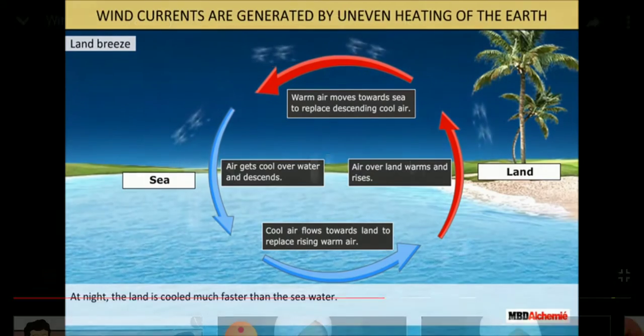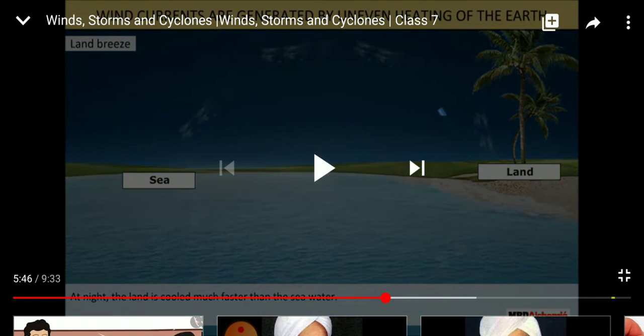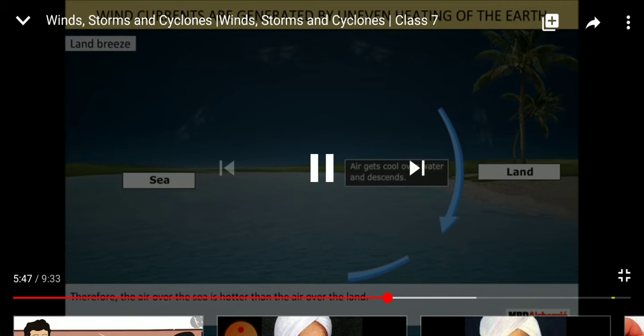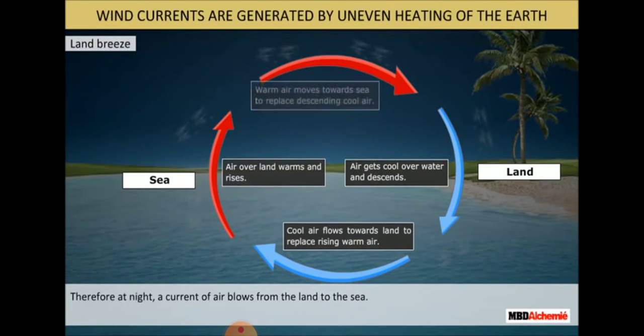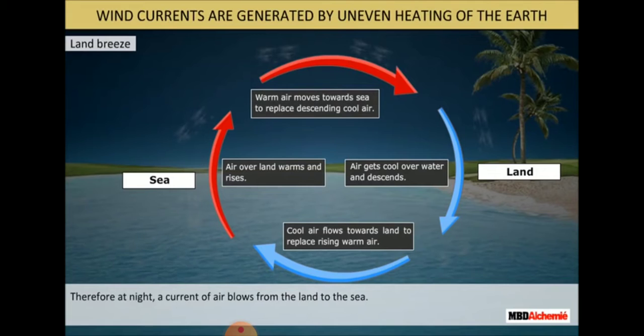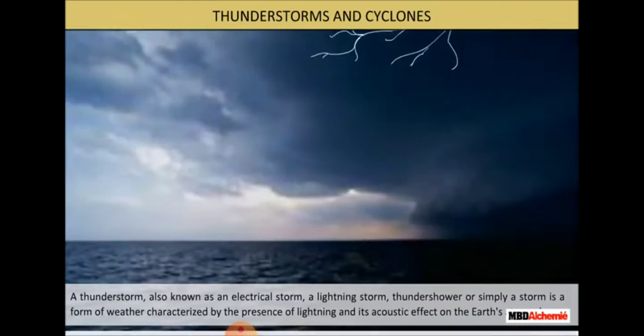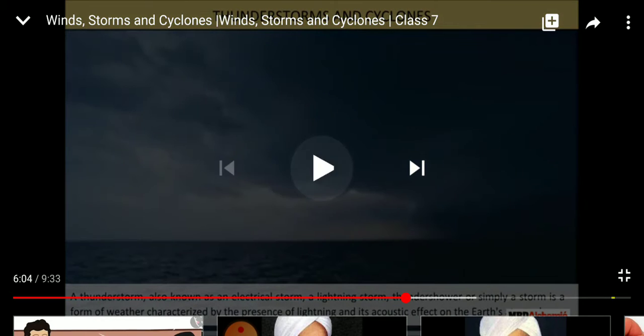This is the reverse process of sea breeze. At night the land is cooled much faster than the sea water. Here you can see in this animation, and therefore the air over the sea is hotter than the air over the land. Here you can see the process, and therefore at night a current of air blows from land to the sea, and this causes land breeze. This is the reverse process of sea breeze. So this was regarding sea breeze and land breeze.